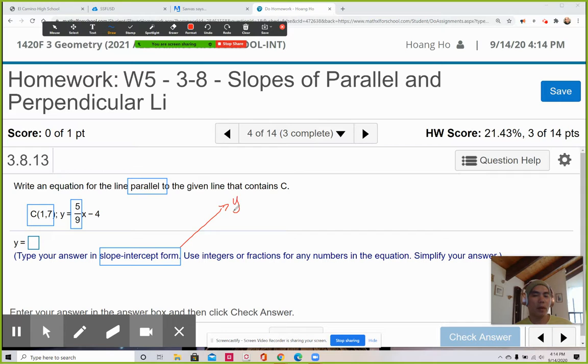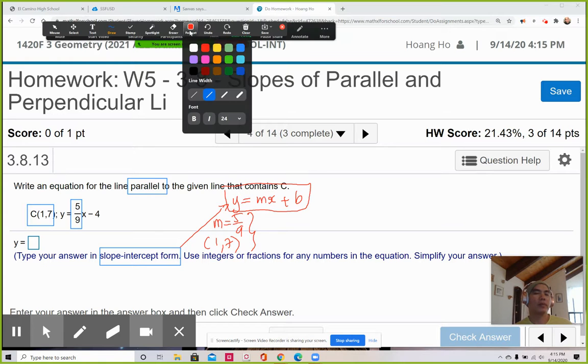Slope-intercept form, let's give it to them. y equals mx plus b. Okay, two lines parallel. So the new line, the slope should be 5/9, exactly 5/9. And then the point C, this line goes through (1, 7). So now let's substitute this into my slope-intercept form.